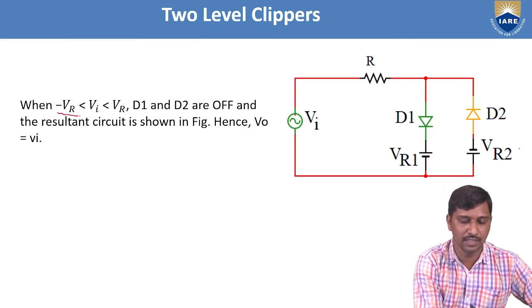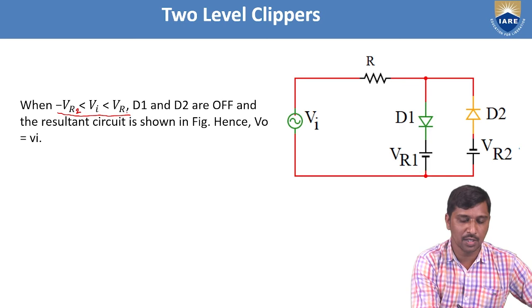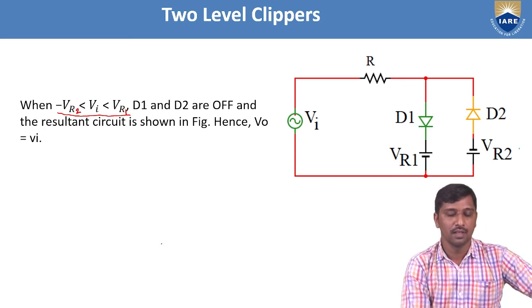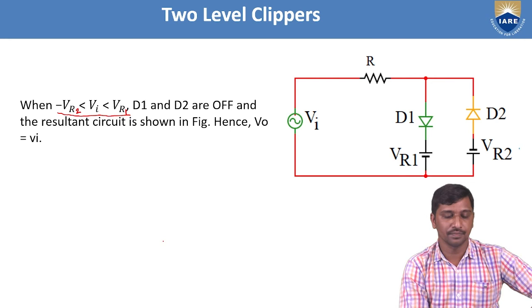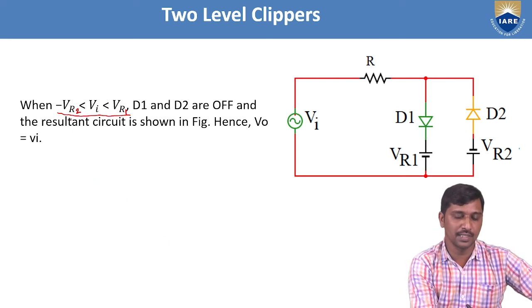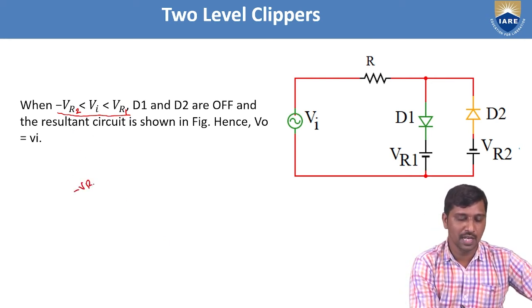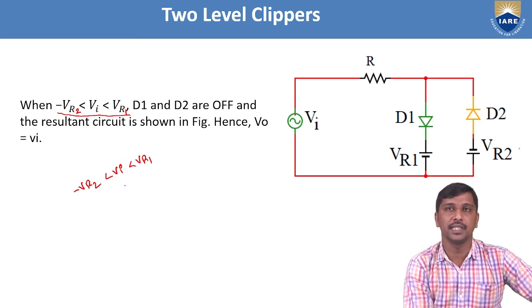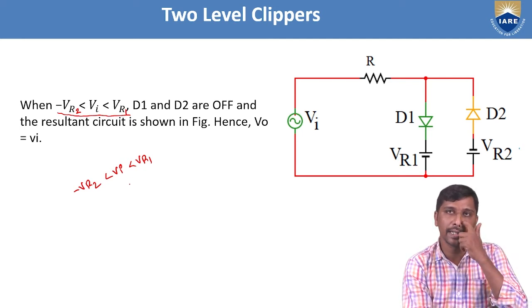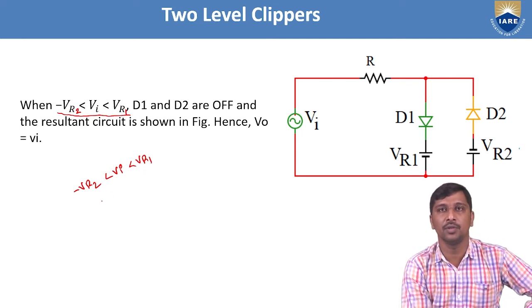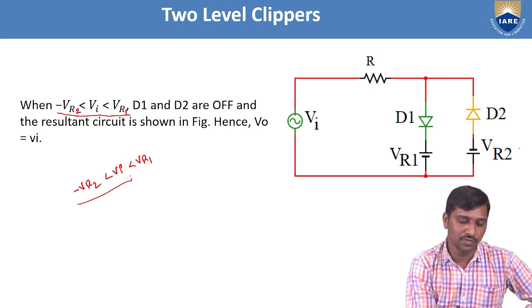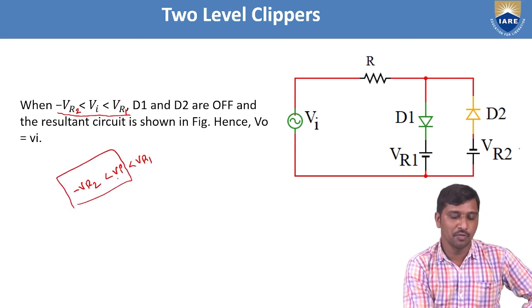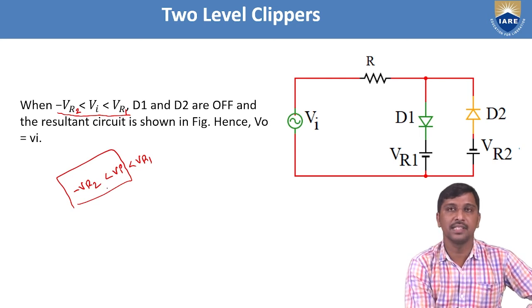Whenever the input signal is passing through VR2 and VR1, what happens? We need to check it here. From this point of view, what is the statement? Minus VR2 is less than Vi is less than VR1. Based on this statement, your input signal is passing in between the given two reference voltage levels, that is VR1 and VR2.